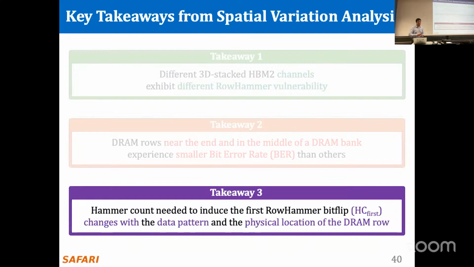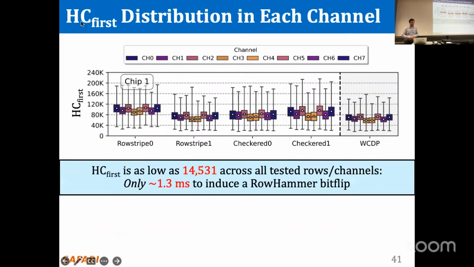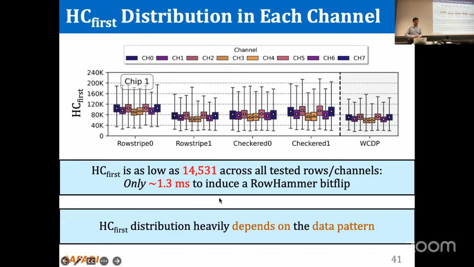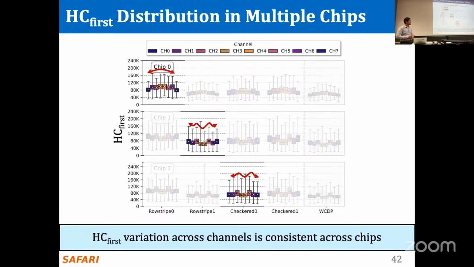The third takeaway is about HC first. So it's a similar figure to what we've seen before, except the y-axis is HC first. You can induce a bit flip as fast as only 1.3 milliseconds with 14,000-ish hammers in the worst case. And the HC first distribution depends heavily on data patterns and also on the physical location of the DRAM chip. Again, just wanted to show you the different patterns and how the distributions look across chips.